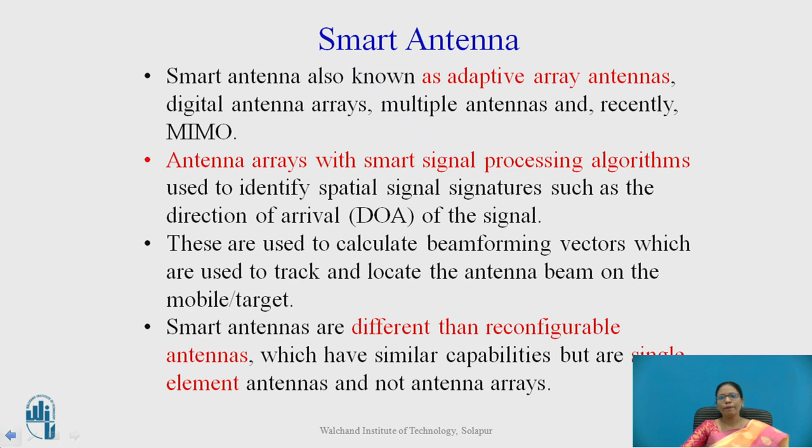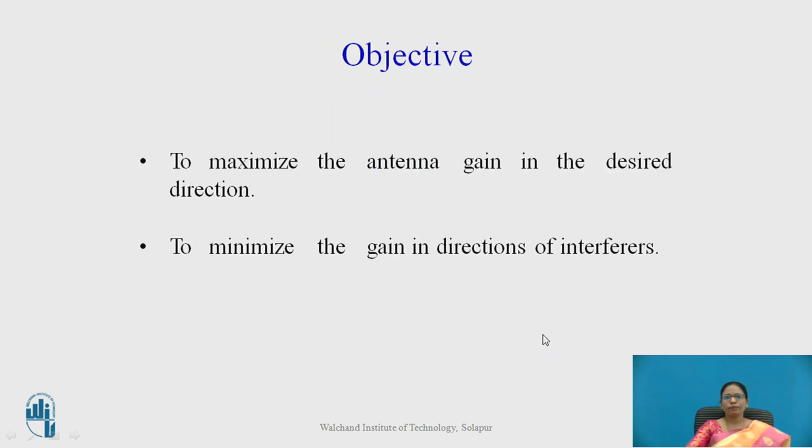These are used to calculate beam forming vectors, which are used to track and locate the antenna beam on the mobile or target. Smart antennas are different from reconfigurable antennas. Most of the time, reconfigurable antennas are confused with smart antennas, but they are different. Both of them have similar capabilities, but single element antennas are called reconfigurable antennas and not antenna arrays. So, when it comes to antenna arrays, it's a smart antenna. When it comes to a single element antenna, it comes under reconfigurable antennas.